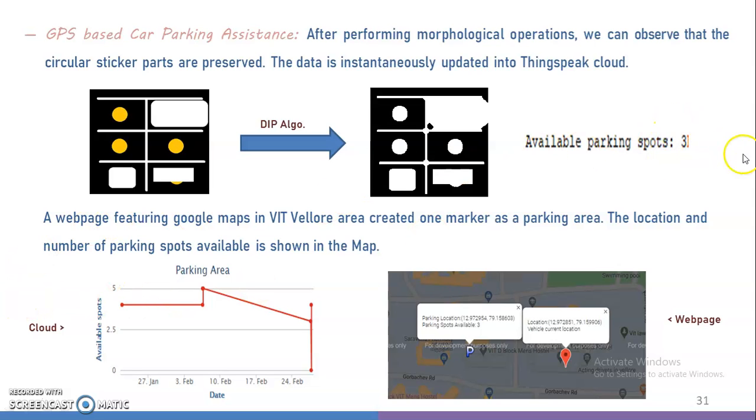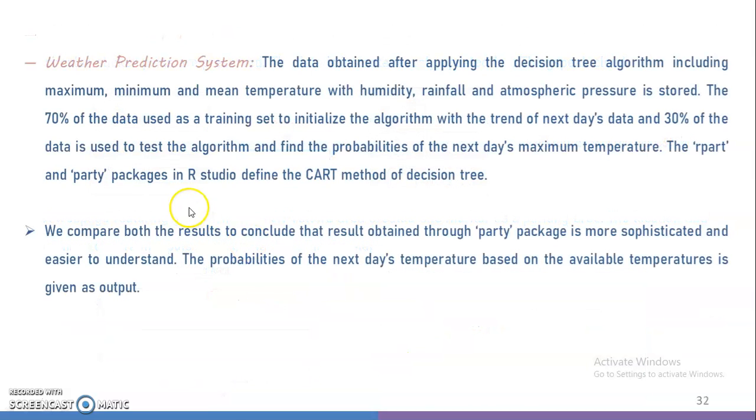Then this is sent to the cloud, which is the ThingSpeak cloud, and it is taken to the website where this is the current vehicle location which we can see, and the nearby parking location is this, in the VIT Vellore area which we have taken. We have initialized one parking area here, and we can see the parking spots available 3. So this data is instantaneously taken to the website, and the vehicle user can see it and just go and park the vehicle here.